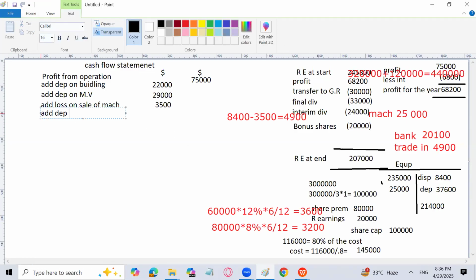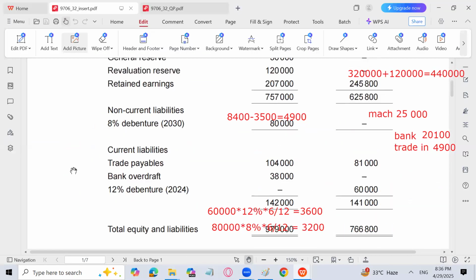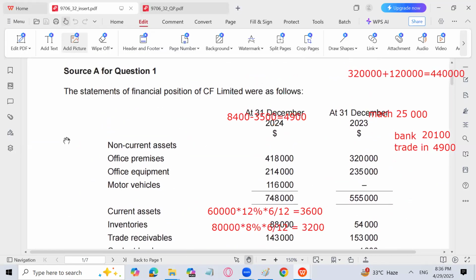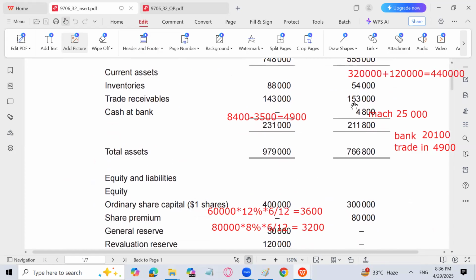Now the remaining question is not that difficult. Depreciation on office equipment is 37,600. Then let's see the working capital changes. If you see the question, inventories 54 has become 88. So there is an increase in inventory and there is a cash outflow of 34,000. Then trade receivables are decreasing by 10,000, from 153 to 143. So it means there is a cash inflow of 10,000.